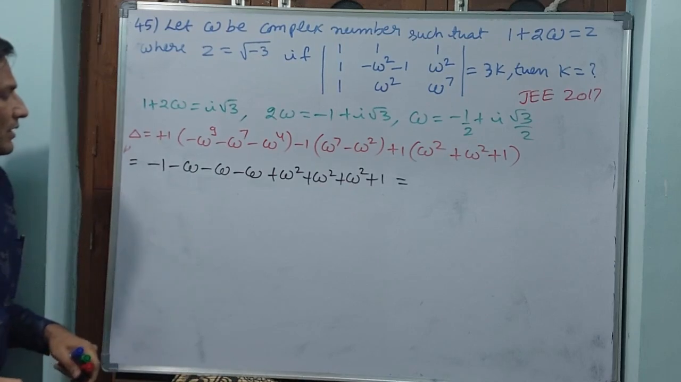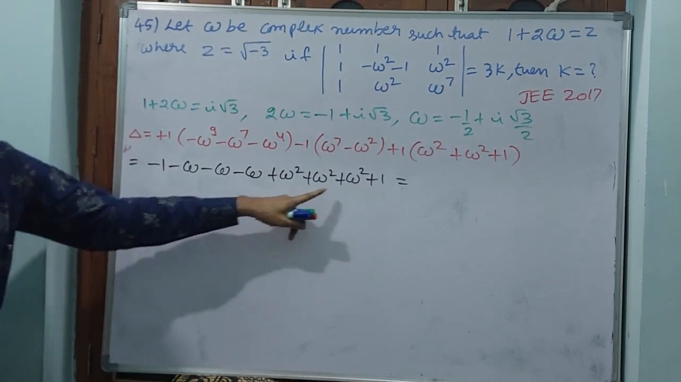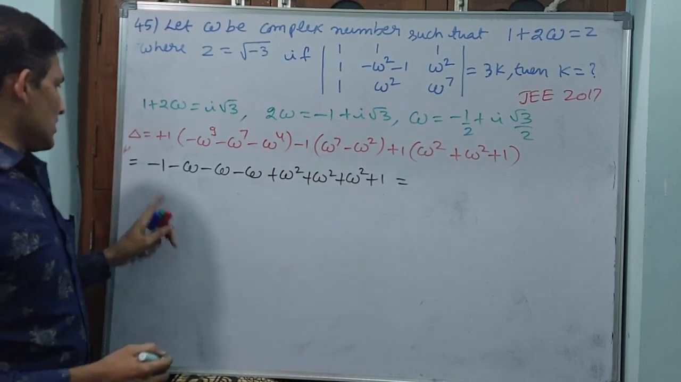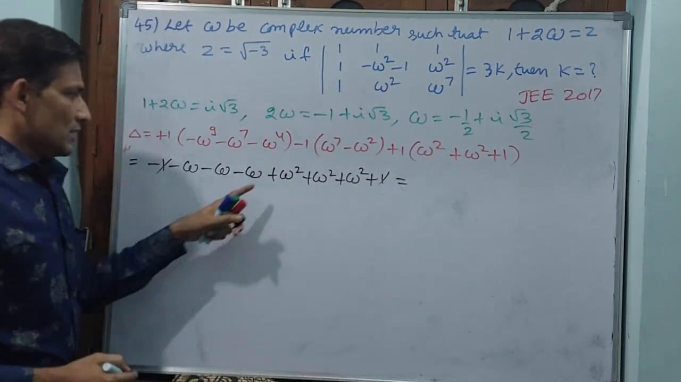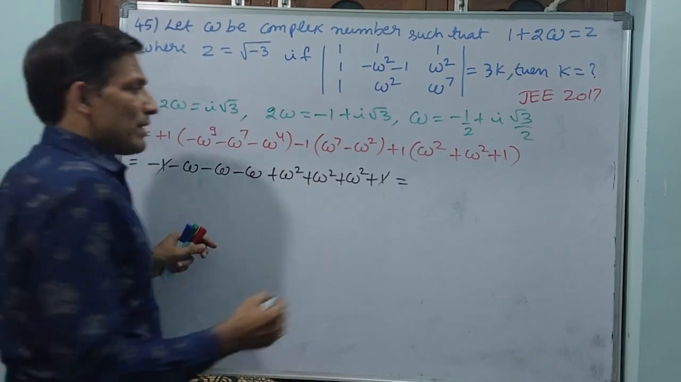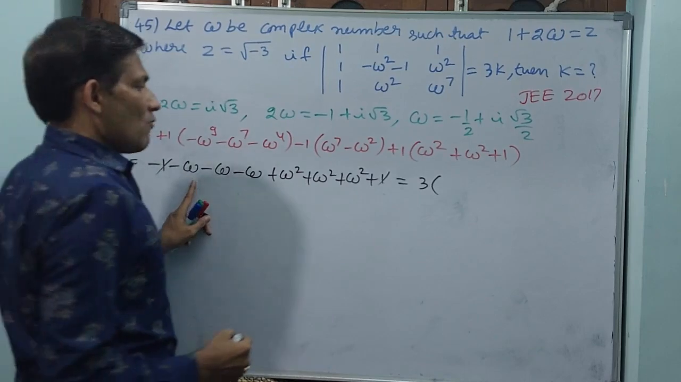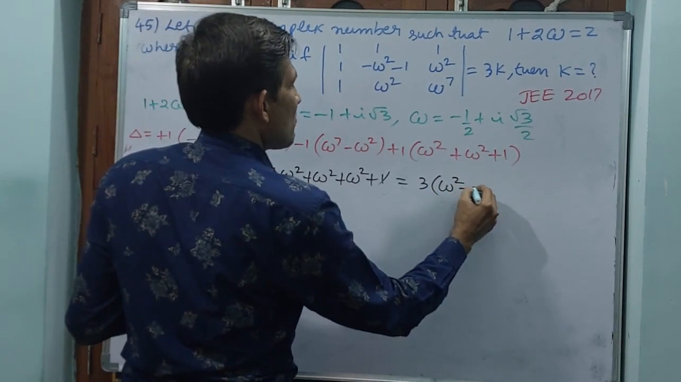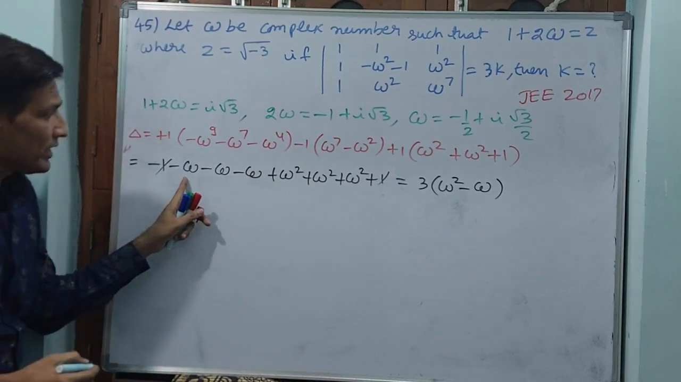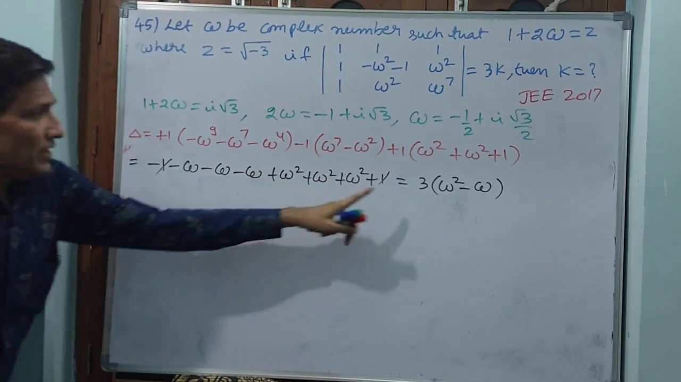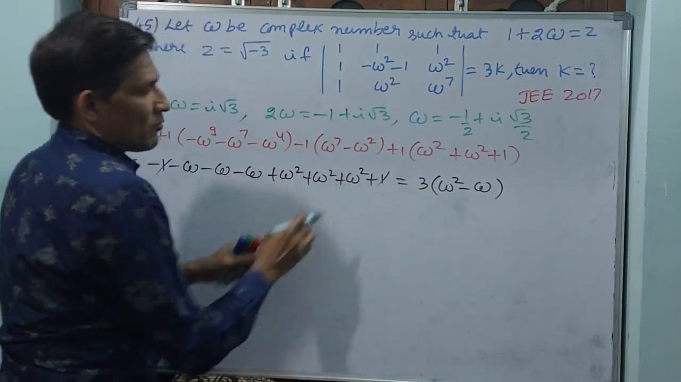See, 3 times minus omega, 3 times plus omega square is there. Minus 1 plus 1 going to get cancelled. First we cancel these two. If I take 3 common, omega square is positive, minus omega is there. See, minus 3 omega, 3 omega square is there.